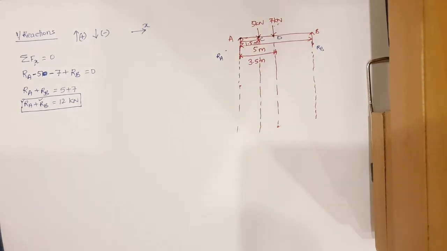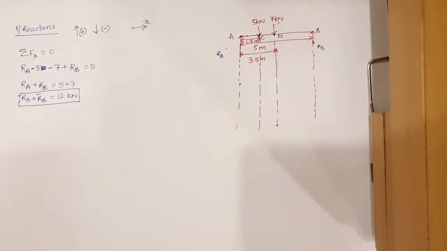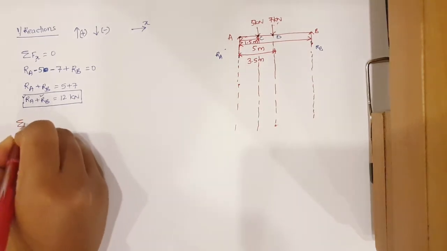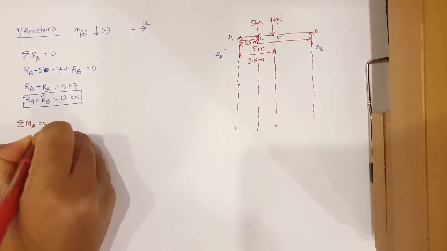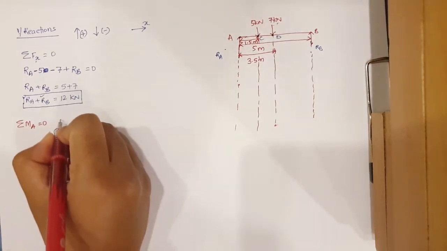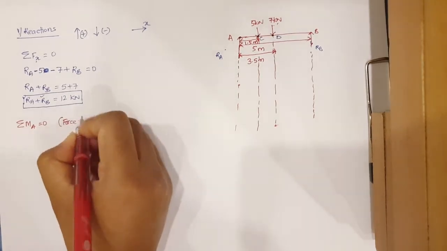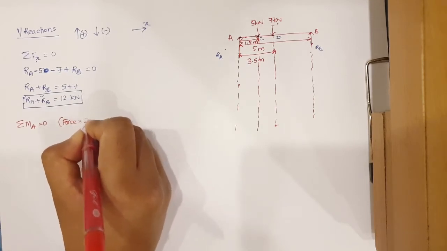So let us find moment now. Let us find summation of moment about A is equal to 0. What is moment? Moment is nothing but it is force into the perpendicular distance.